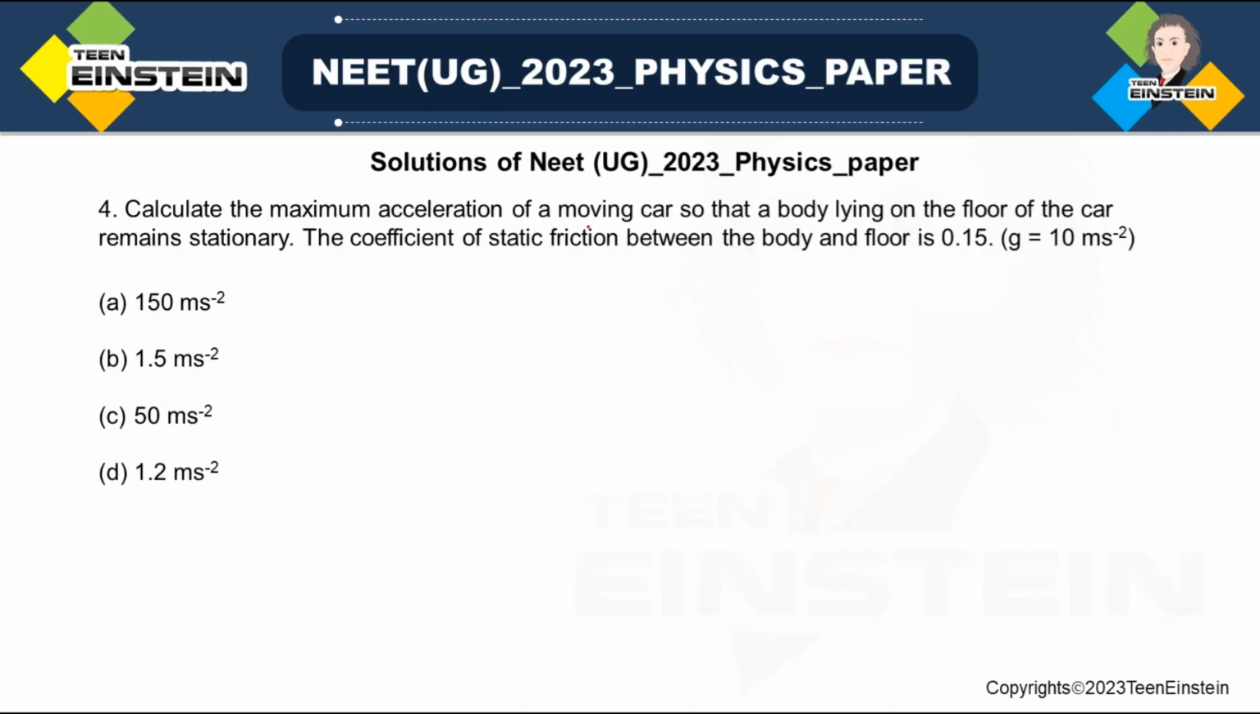Okay, so calculate the maximum acceleration of a moving car so that the body lying on the floor of the car remains stationary. The coefficient of static friction between the body and the floor is this.